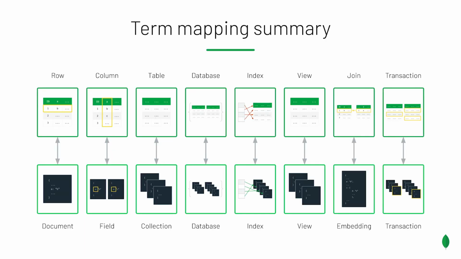All right, so to wrap up this section, I created this term mapping summary for you. It's a lot of information to read now, but you can take a screenshot, maybe you want to tweet it, maybe you want to print it up, hang it up at your desk, whatever you need to do. But before we go on, I want you to internalize those first three term mappings. A row maps to a document. A column maps to a field. And a table maps to a collection.